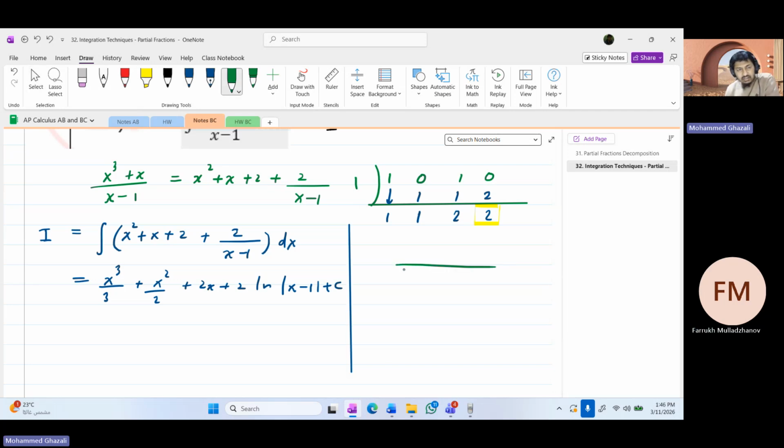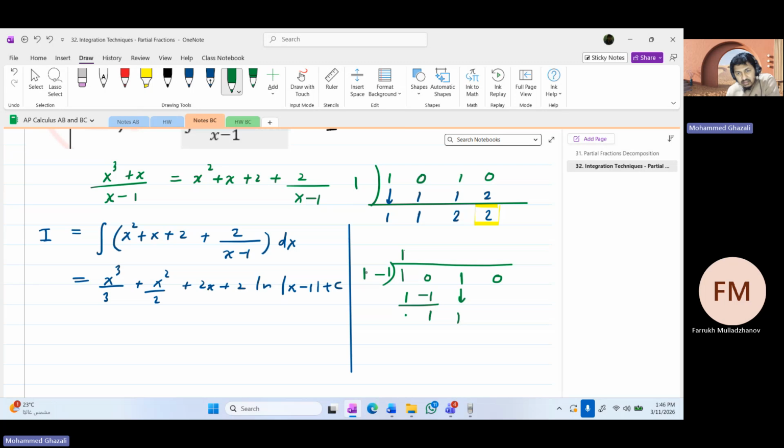The long division is like this. What's in the denominator? 1, negative 1. What's here? 1, 0, 1, 0. Right. So 1 can go into 1 one time. 1 times 1 is 1. 1 times negative 1 is negative 1. Subtract, get 1. 0 minus negative 1.